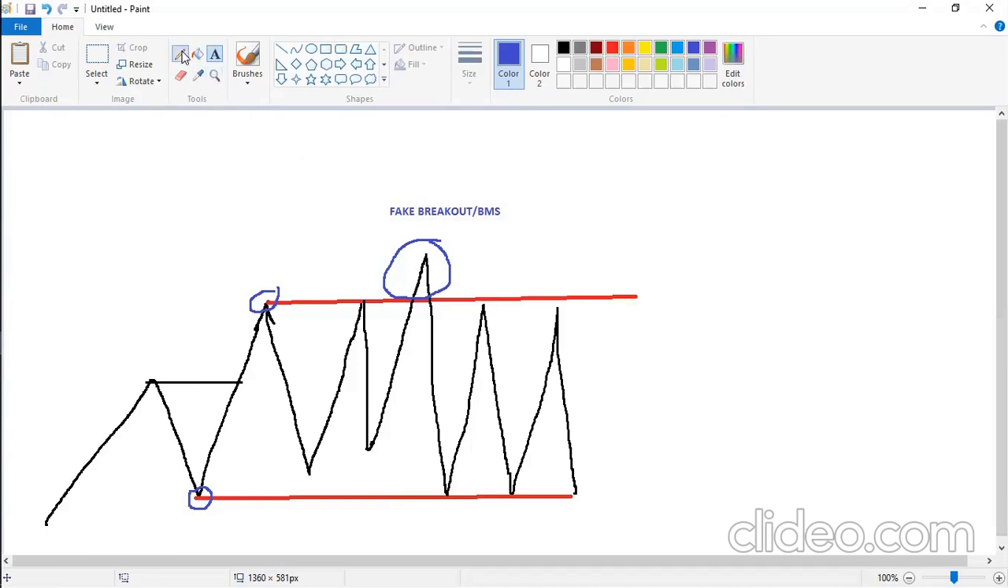Why is it a fake breakout? Because they broke market structure, and they came back and continued with the old range. So that's why we call it a fake breakout, a fake BMS. A fake BMS is when price breaks out of the range and comes back and continues the old range.